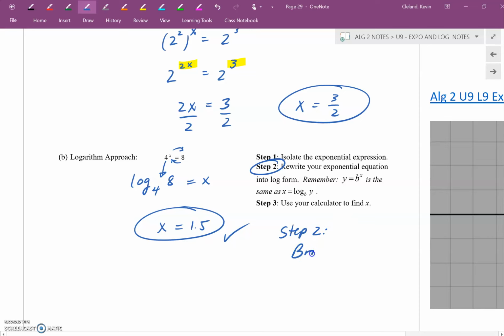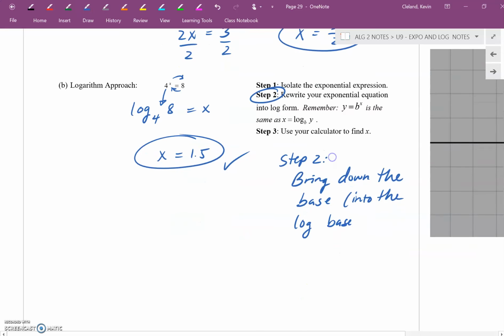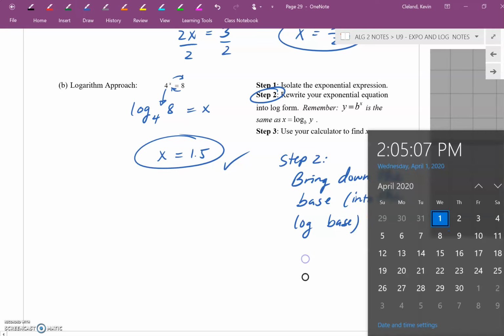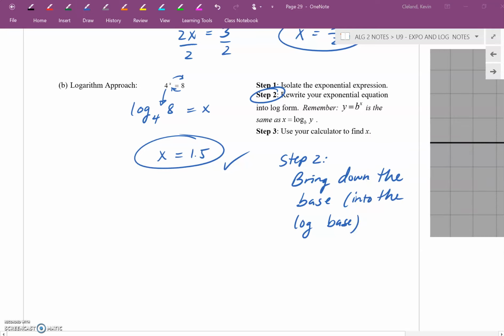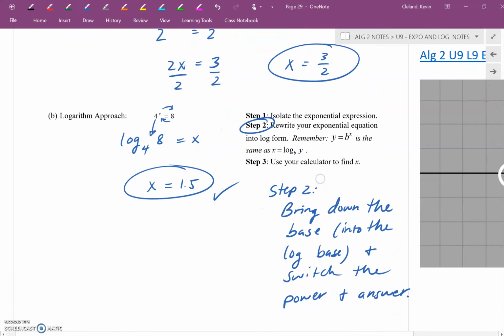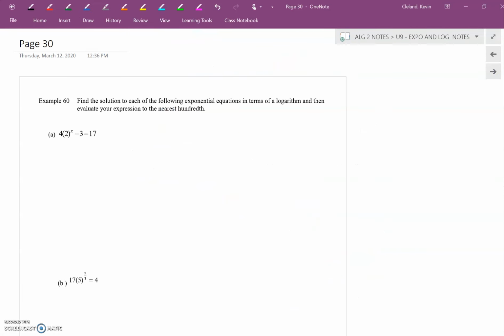Okay, now this is a complicated way of saying: step 1, bring down the base, as in into the log, and then switch the power in the answer. Okay, moving on.